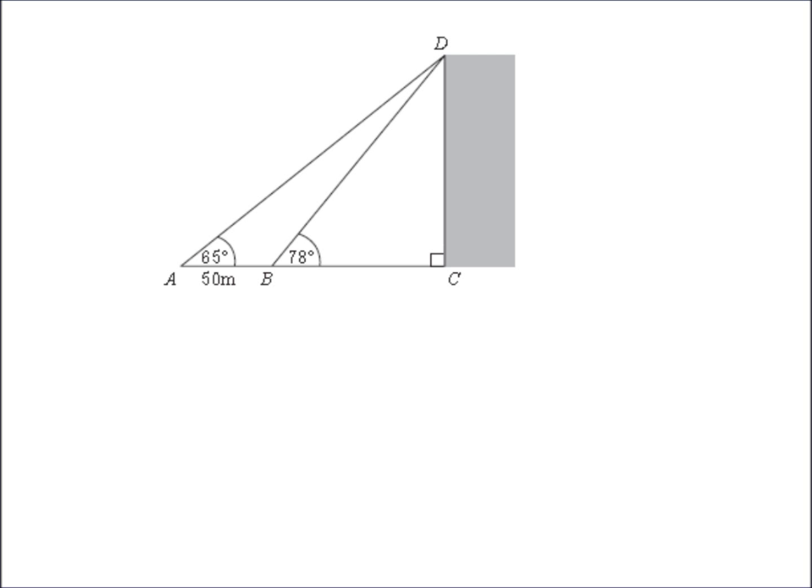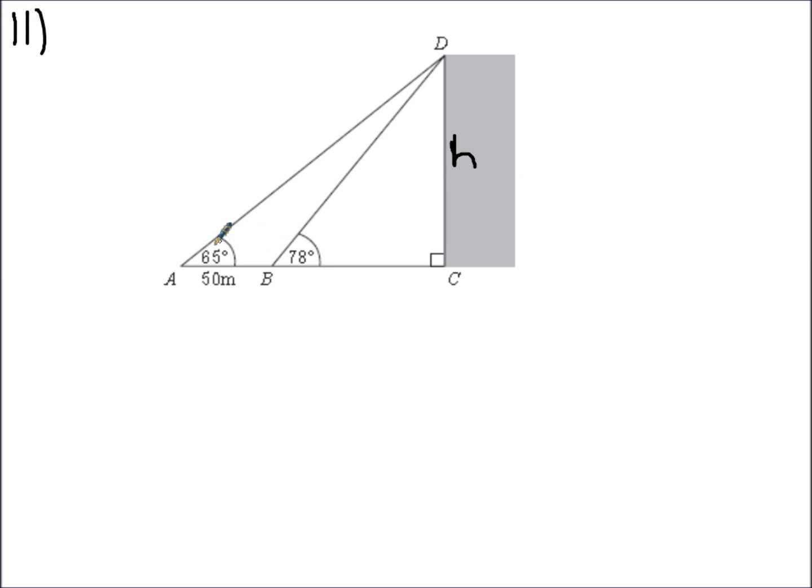of D from A is this, and from B is this. And then you're given that AB is 50 metres. ABC is a straight line. Calculate the height of the building, giving your answer correct to three significant figures. So you're asked to work out what this is, the height of the building. So what can we do then?